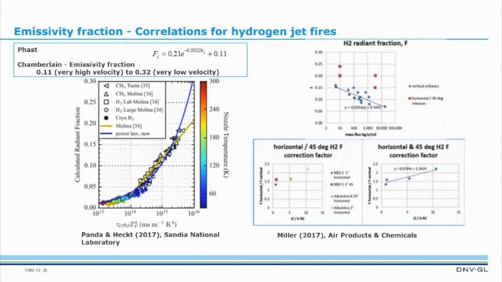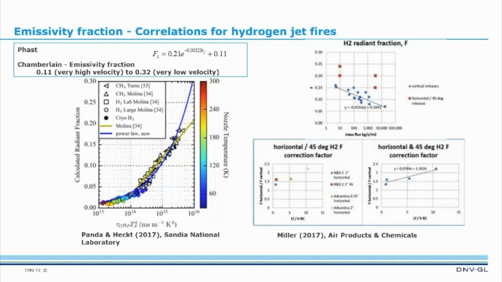Now, once you switch to Chamberlain, you're then using a different emissive fraction correlation. It's a much simpler one, and it means you're going to be using an emissive fraction of 0.11 all the way up to 0.32, just depending on the velocity. So, as I say, it's a simple correlation just based on velocity, which makes it easy to understand. And you can see the range of 0.11 to 0.32 is still quite a large range.